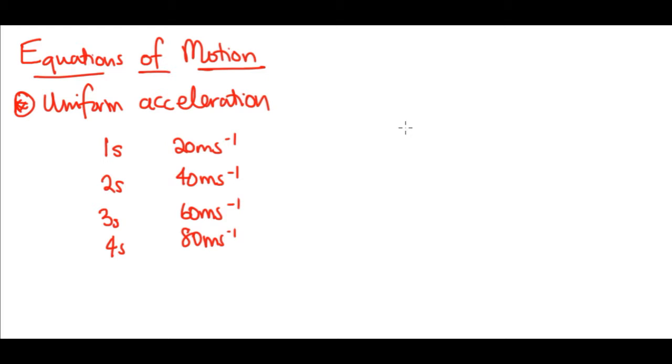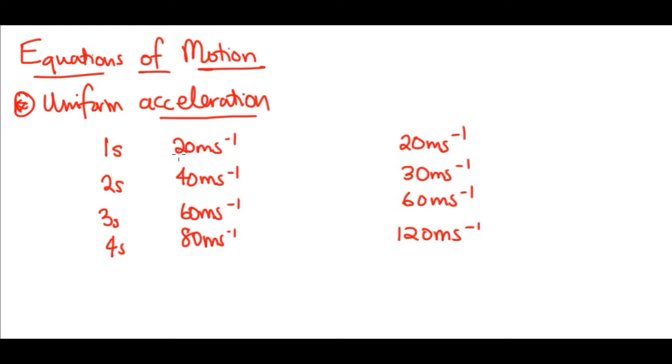Let's compare it to a situation where at 1 second, I have a velocity of 20 meters per second. At 2 seconds, 30 meters per second. At 3 seconds, 60 meters per second. And at 4 seconds, 120 meters per second. These are just random scenarios, random numbers. I don't know if this is even physically possible or not. But I want to talk about something called uniform acceleration.